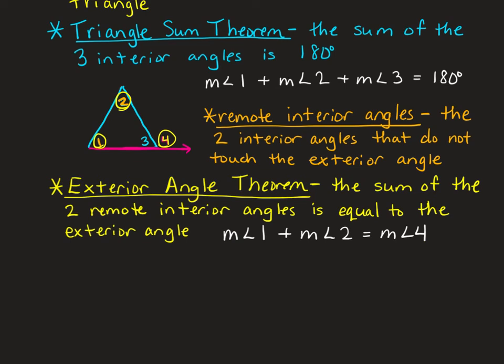You could come up with angle 4 a different way, but this is a shortcut theorem that helps you save some work. It will be referred to later as well, however, and it's just this fact: you always look at the angle that you extended, angle 4, that's your exterior angle, and look at the two interior angles that don't touch angle 4, and they add up to it.